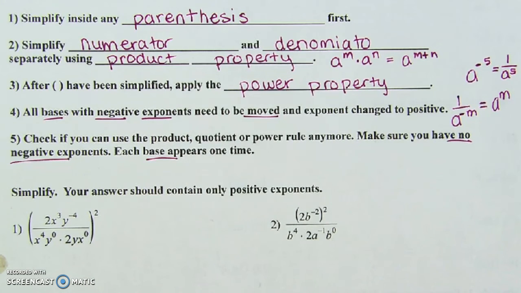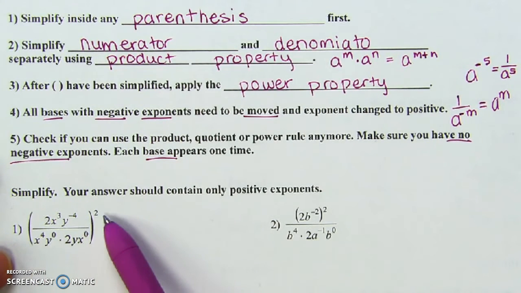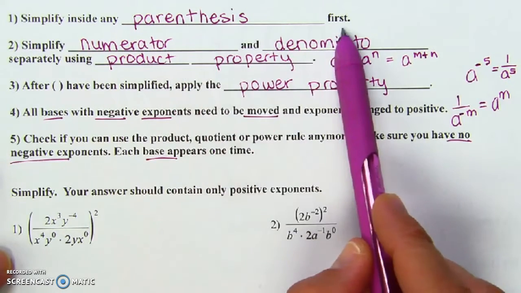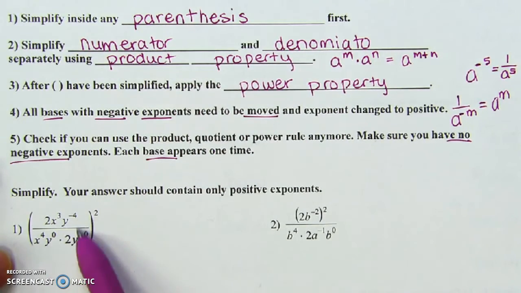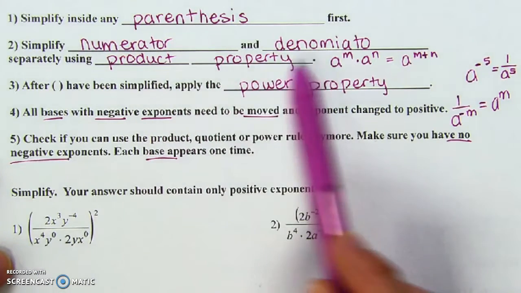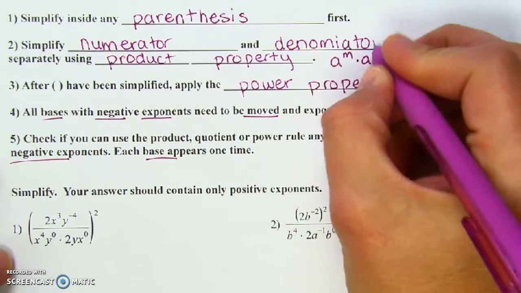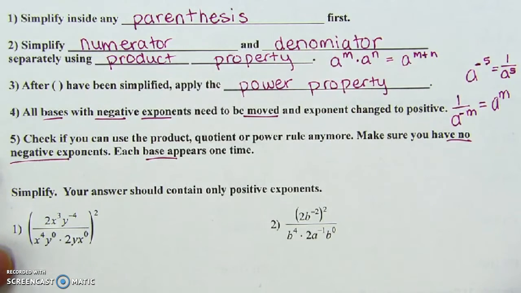Okay, ready? Here we go. I'm going to do 2 of these, and then you're going to do 3 and 4, and there will be a quiz on this in your future, so pay attention. So you see, number 1, I'm not going to worry about that 2 because this says simplify inside the parentheses first. So I'm going to worry about the inside here. And I'm going to simplify the numerator and denominator, is that how you spell it?